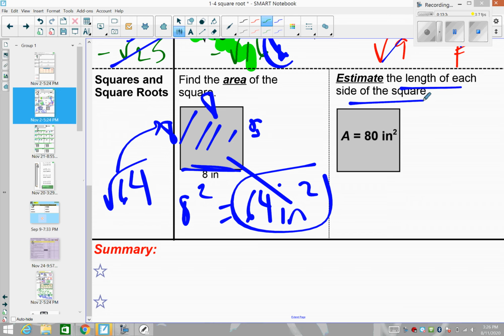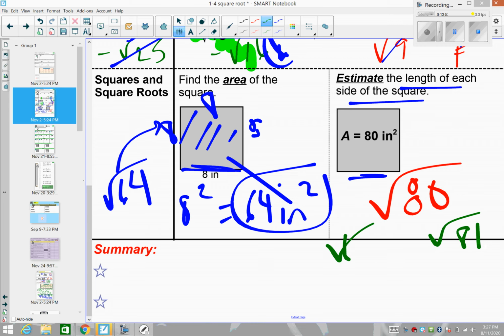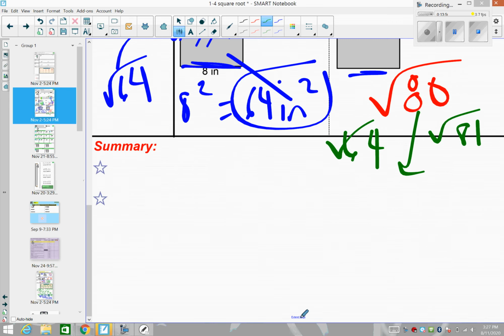Estimate the length of each side of the square. So we don't know the side of the square. To do that, we have to take the square root. That's supposed to be an 8. It's just really hard to draw on the board. So what would be some perfect squares? Well, 81 is super perfect, close to 80, and 64. So we know that this square lives somewhere between those.